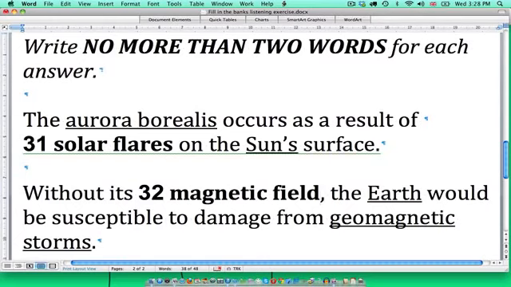And basically, without this magnetic field, the Earth would be damaged by the geomagnetic storms that are hurtling towards it.